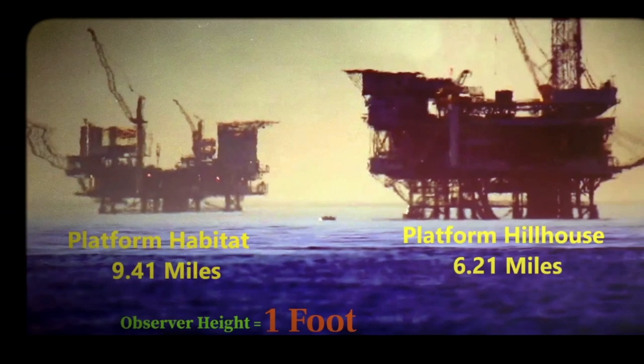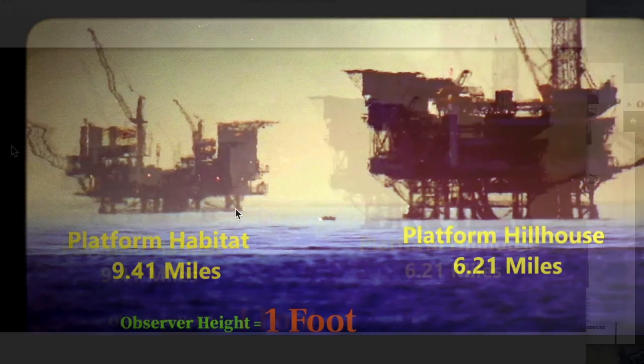Well, have we ever seen this picture before? Let's have a look at something here. First of all, the observer height, 1 foot. They're making a real big deal out of that. However, they also give the distance to platform habitat at 9.41 miles. So we have D. Now the question is, what's the lowest point on this oil rig that we can see?